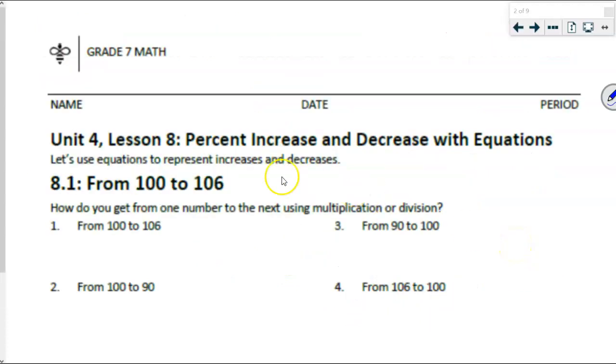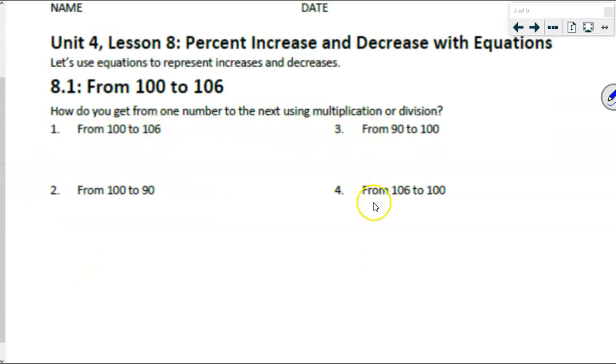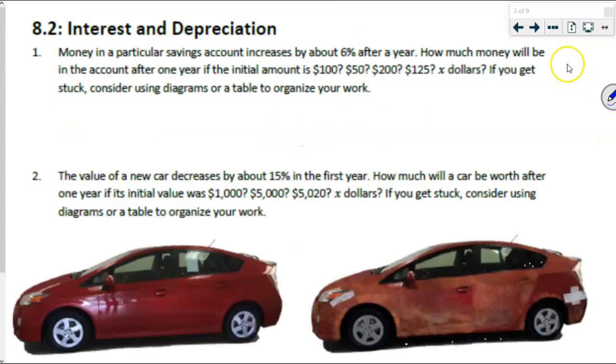For this lesson, it is called Percent Increase and Decrease with Equations. As we get started on this lesson, we do have some interesting questions here. Normally, I would go over them, but looking at the clock in class, I can see we're going to run out of time if we spend a whole lot of time on this, so I am going to skip this warm-up portion. We're going to move on to the next set of problems, starting here.